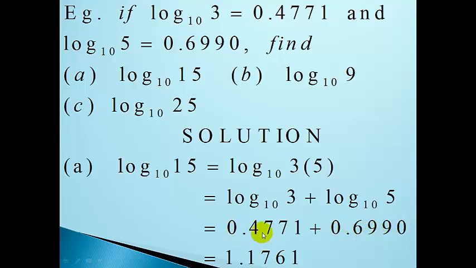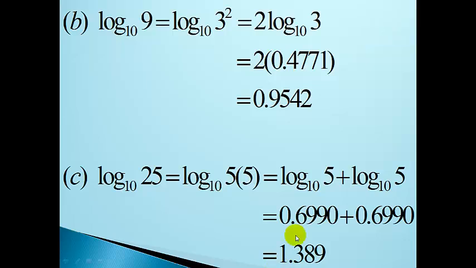Now 0.4771 plus 0.6990 is equal to 1.1761. This means that log 15 to the base 10 is equal to 1.1761. Now let's look at the solution in B.